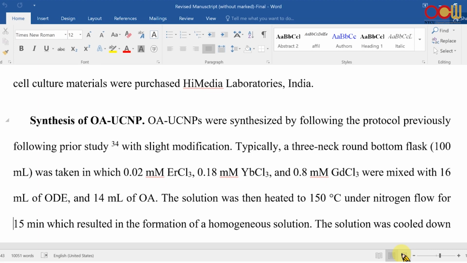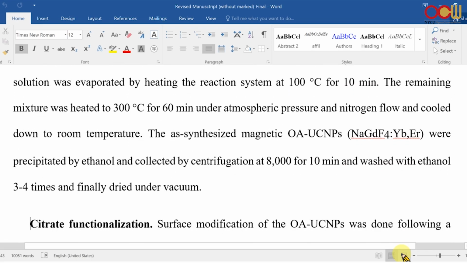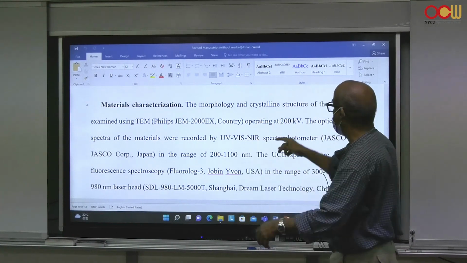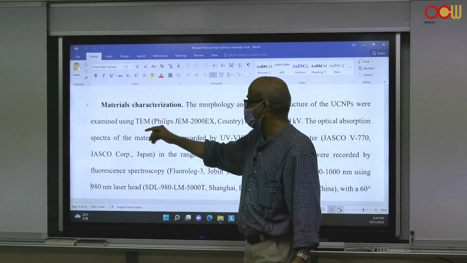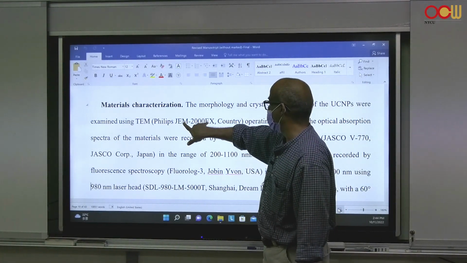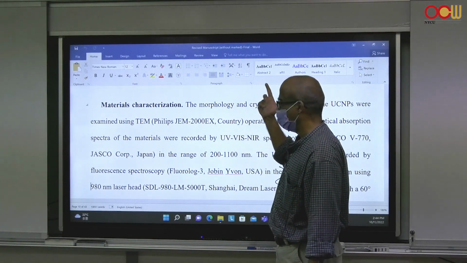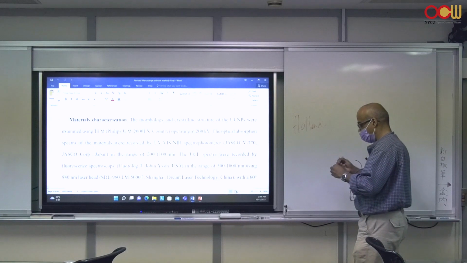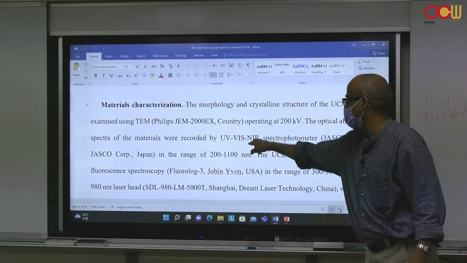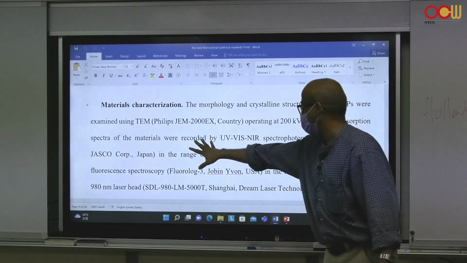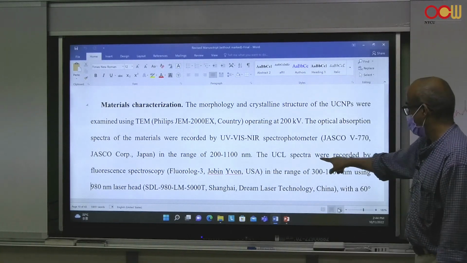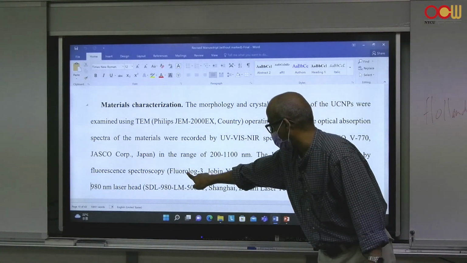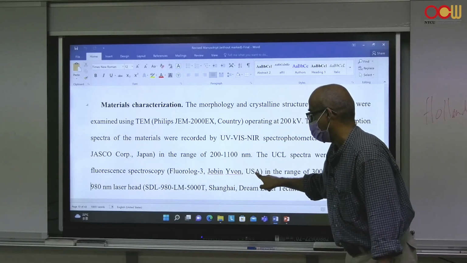And what about experiments? Let me show you some experiments. So materials characterization, the morphology means how the material looks like, was studied by TEM, and the company is Philips, and the model number is this. I forgot this country. Philips is from Holland. I should write Holland. So this is the UV-vis NIR, so that's just V70 in that range. So you see the UCL spectra luminescence. So this is the machine name, company, country, always.